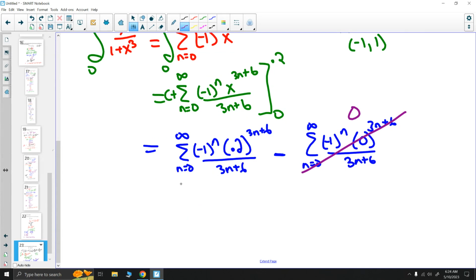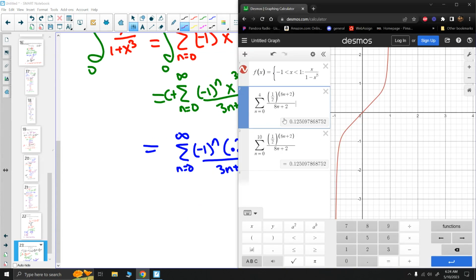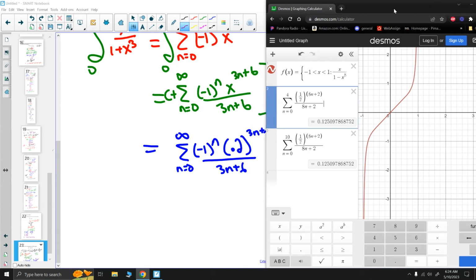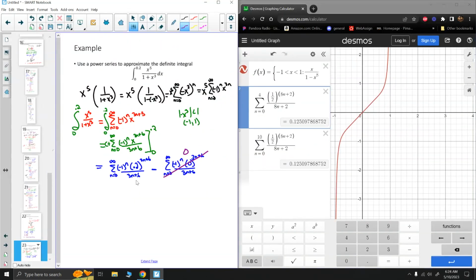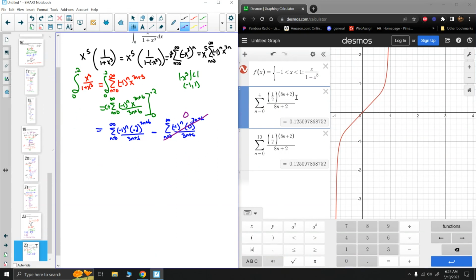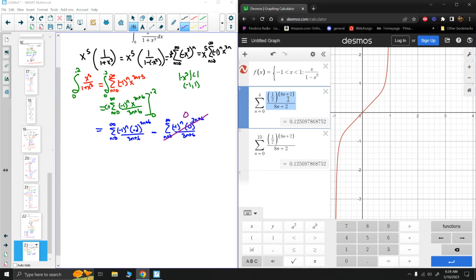So if we want to approximate this, all we have to do is do a partial sum. And we can approximate it as much as we want. Again, same thing as before. I didn't tell you what to approximate it to in this case because I don't really care about that right now. We're just talking about approximation. We're going to look at and see how good we could get with a few things. So we have negative 1 to the n times 0.2 to the 3n plus 6, over 3n plus 6.